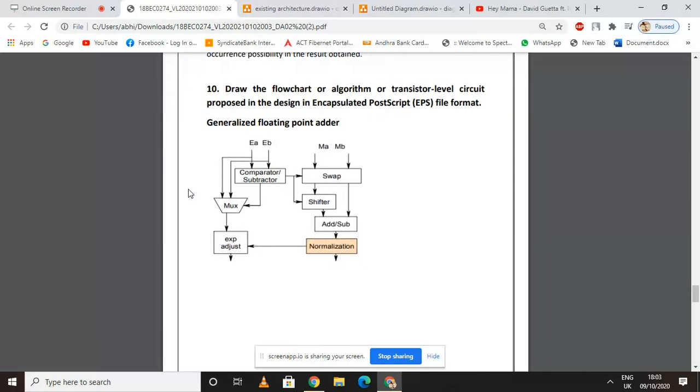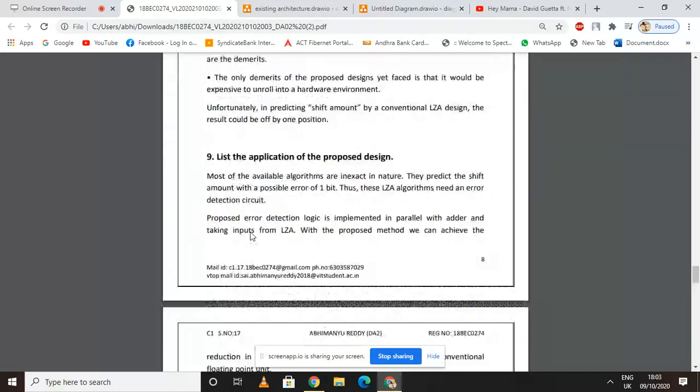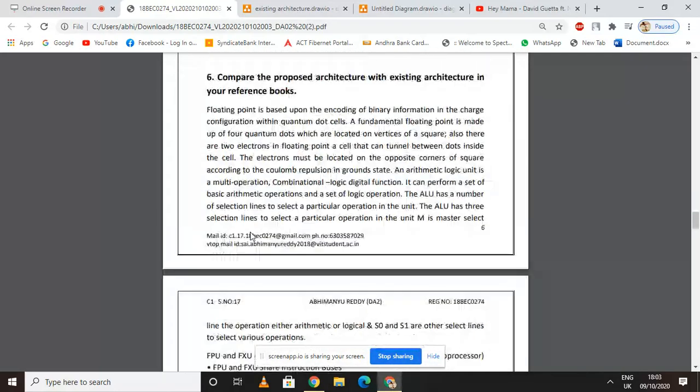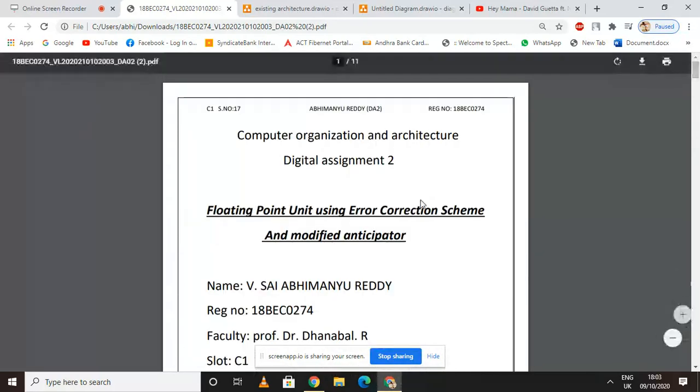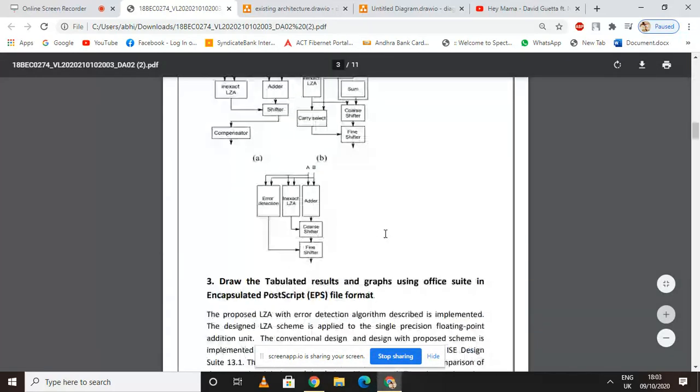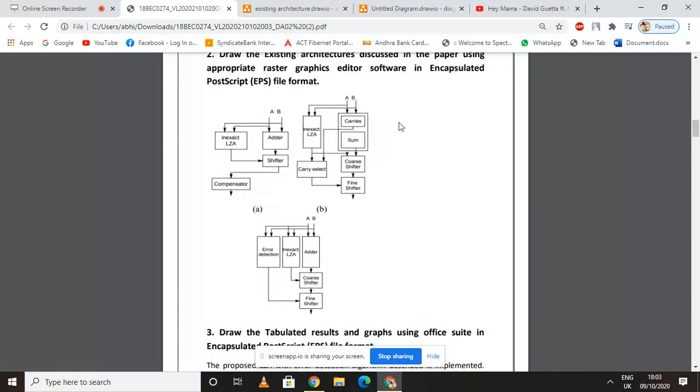So this is the flow chart or the algorithm of the transistor level circuit. It consists of the comparator, subtractor, the mux, the swap, the shifter, the adder and the subtractor, the normalization, and the exponent adjust. So all these block diagrams have been drawn using the online tool draw.io. So this is one of the proof of me drawing one of the block diagram.